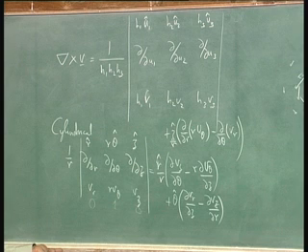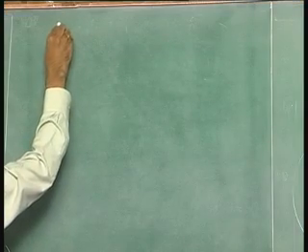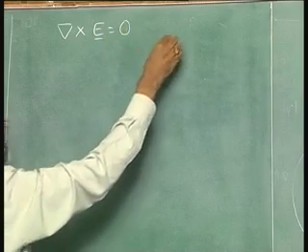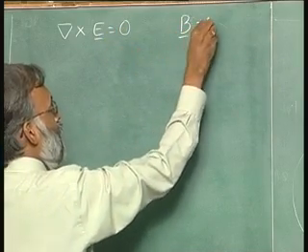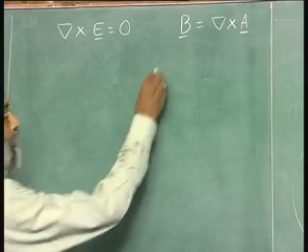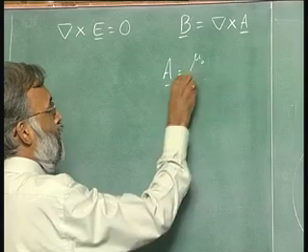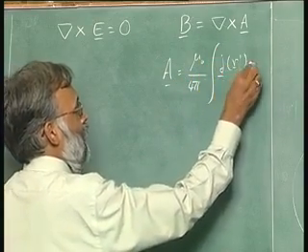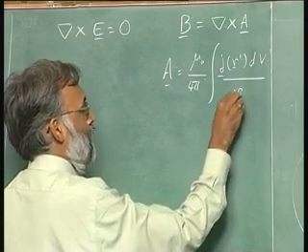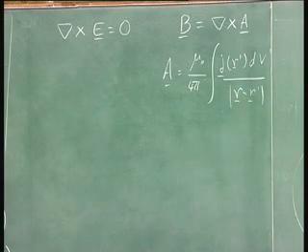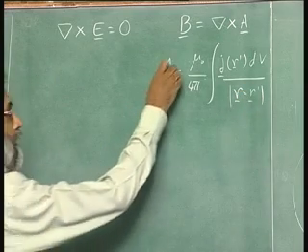Now, let us get back to electromagnetics. We had already seen electrostatics told us curl of E is 0, and we had worked out that B is equal to curl of A, where A was equal to mu naught over 4 pi times the volume integral of J of r prime dV prime divided by mod r minus r prime. This is what I call R12, and this is A at r.